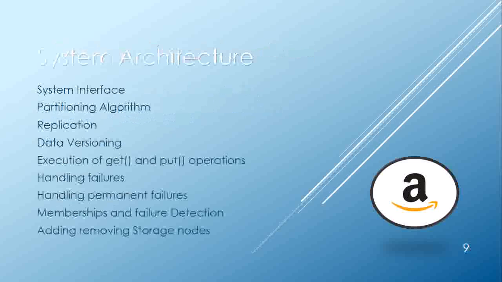Yes. So this is going to be the system architecture, which is a list of divisions: system interface, partitioning algorithm, replication, data versioning, execution of get and put operations. Yes, that's more important. And handling failures, handling permanent failures, membership and failure detection, adding and removing nodes. We will see more on that.